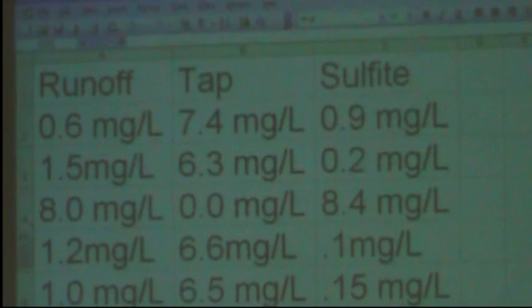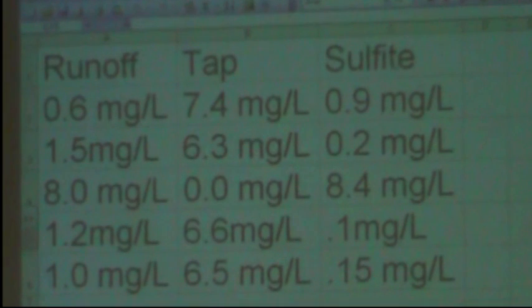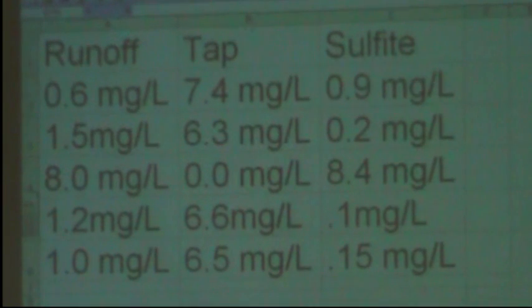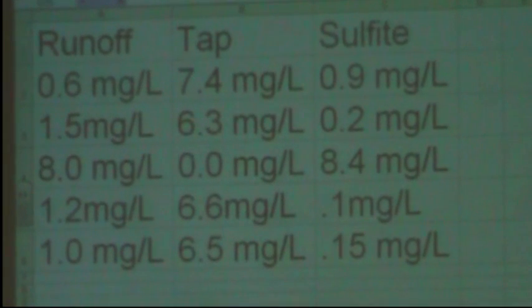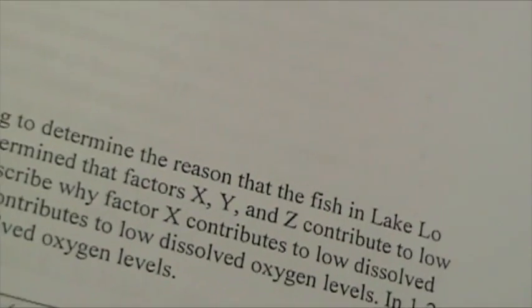For their final authentic assessment, students wrote a letter back to an environmental agency using their data to describe which factors were shown to lower the dissolved oxygen levels in the lake. They also provided recommendations to make the lake safer for the fish.